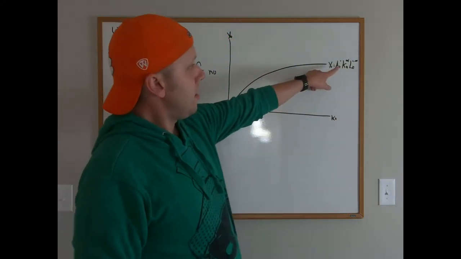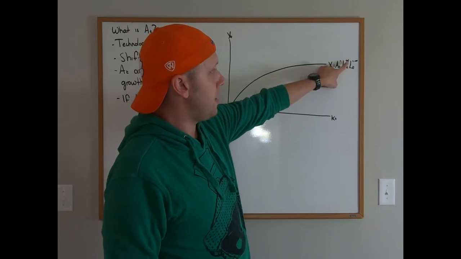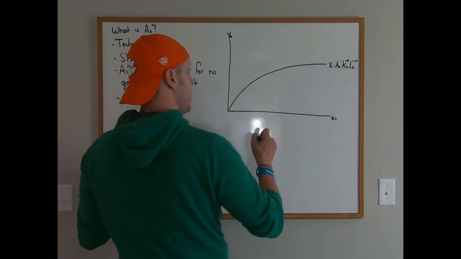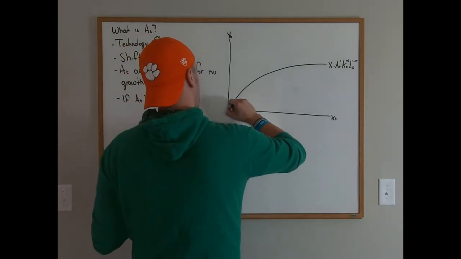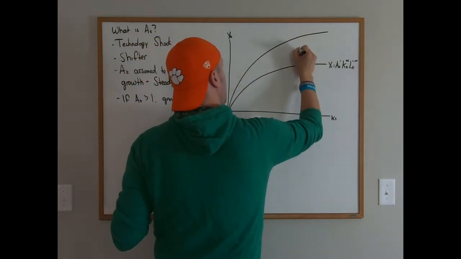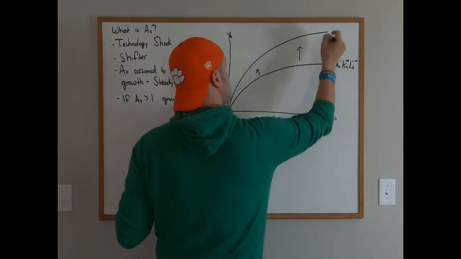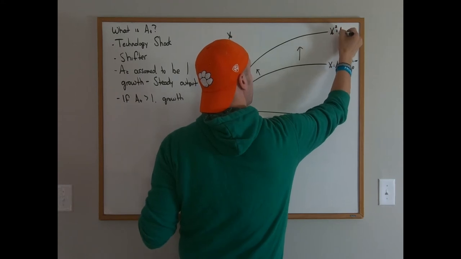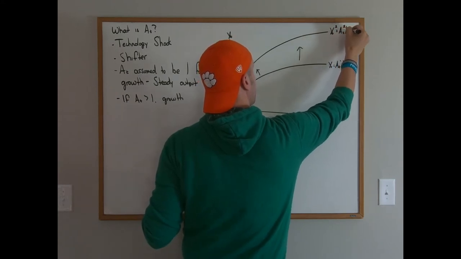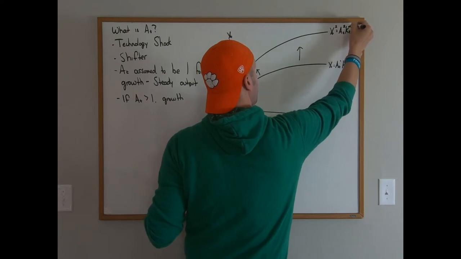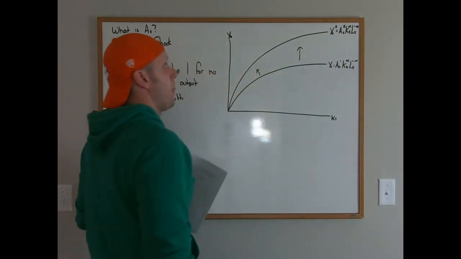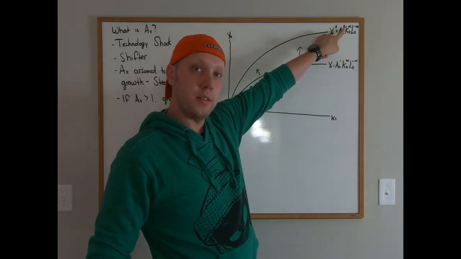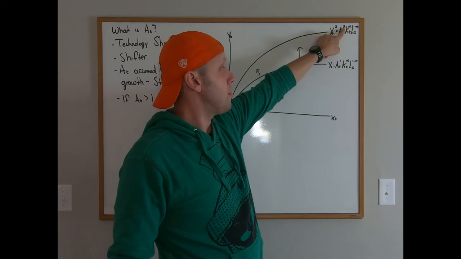say we'll have A_t prime times K_t to the alpha times L_t to the 1 minus alpha. Now, if there is a technology shock, this entire curve shifts up. Like this. Now, I didn't square A_t. That's just sort of a superscript indicating that it is not the first A_t, but rather the second one.